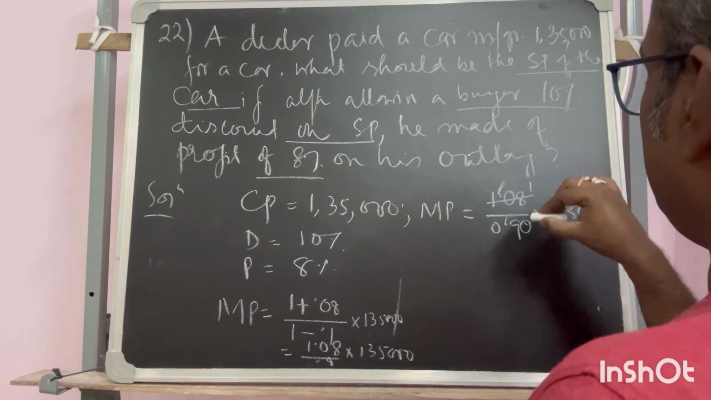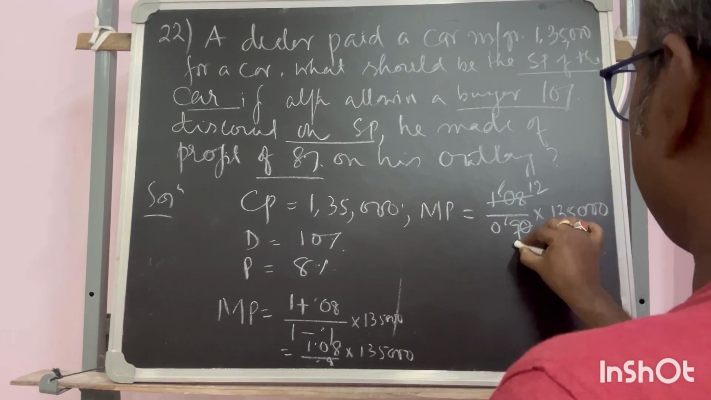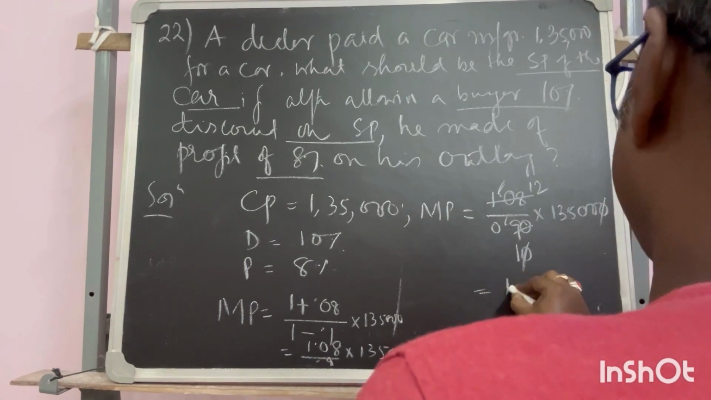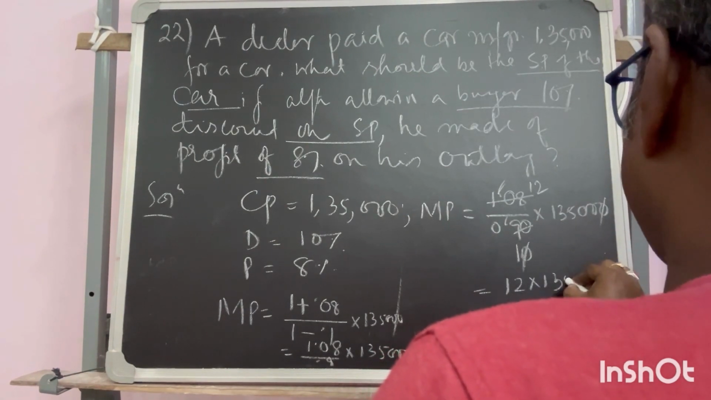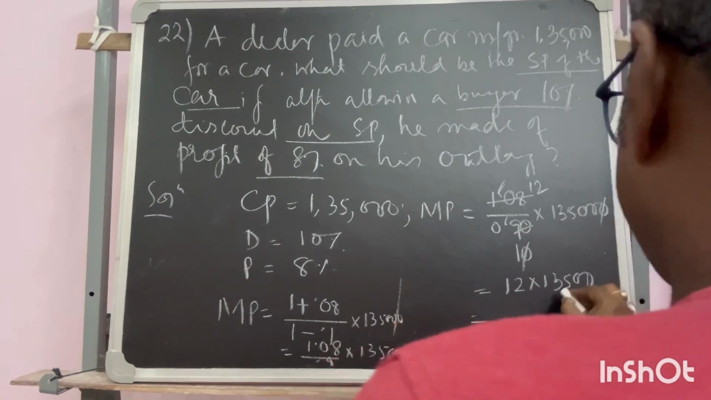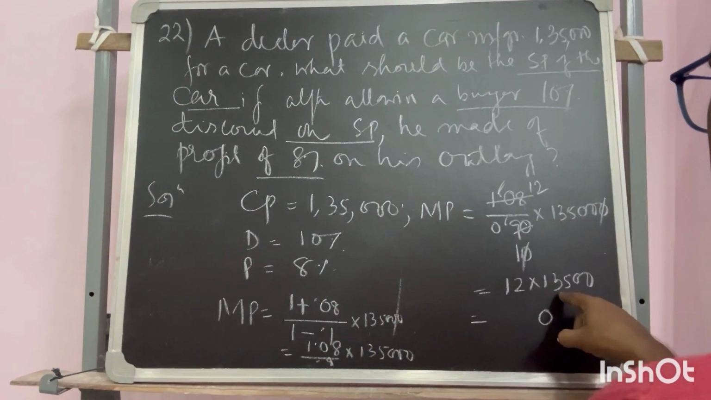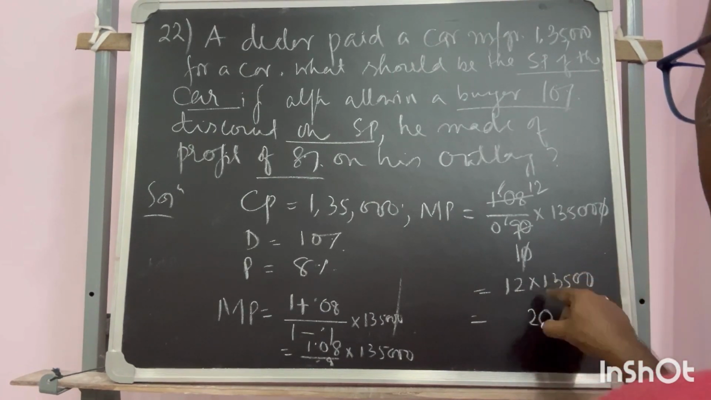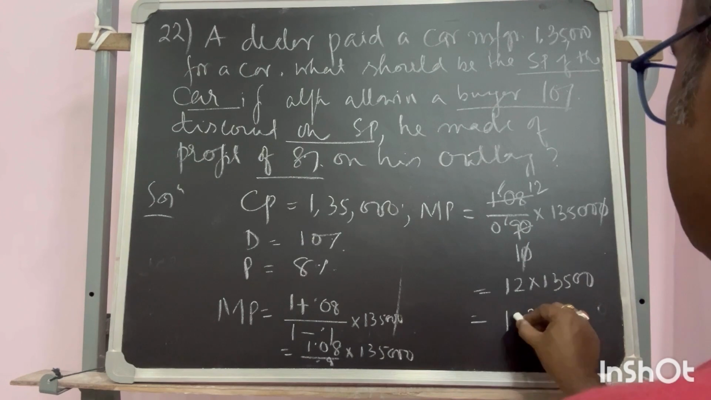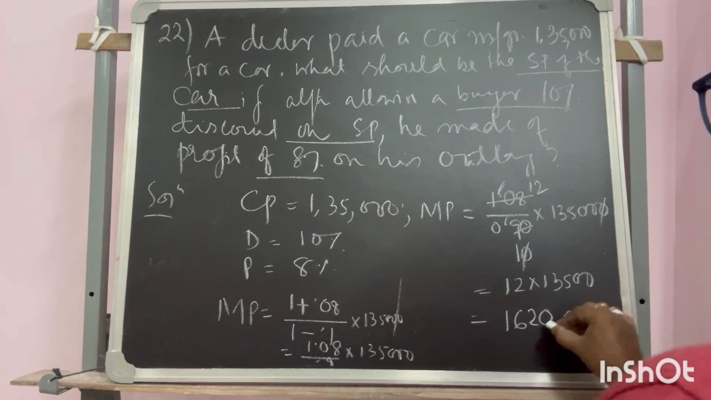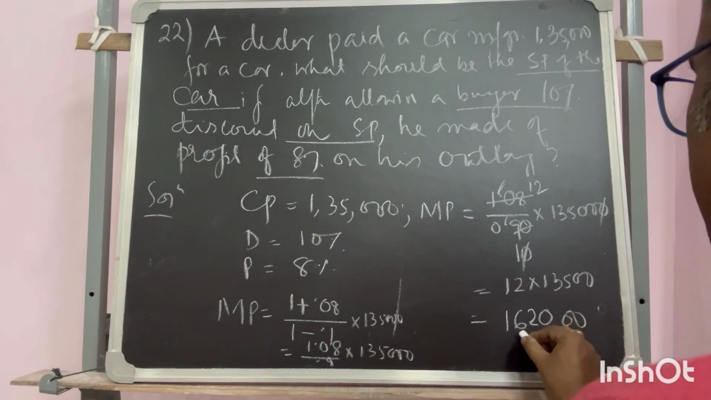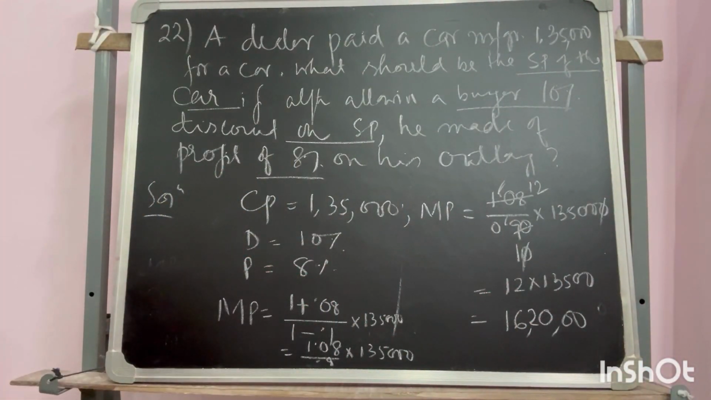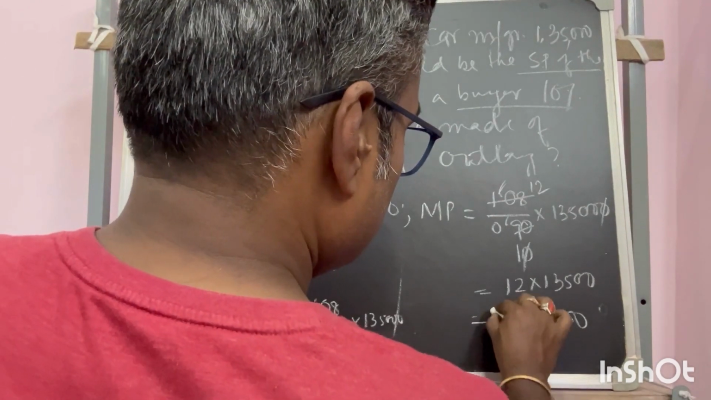9 1s are 9, 9 2s are 18, 9 10. Ultimately 12 into 135,000, 60, 36 plus 6, 42, 4, 12 and 12 and 4, 6. So this is your price, 1,62,000. Yeah, this is your answer.